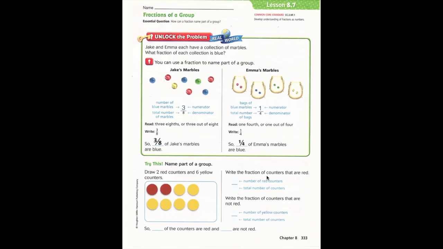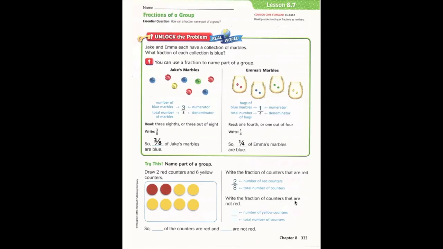Write the fraction of counters that are red. Okay, so this is the question. All right, so let's look. How many do we have that are red? We have 2. How many total counters do we have? 1, 2, 3, 4, 5, 6, 7, 8. So we're going to put 8 where? In the denominator. So our fraction of red counters is 2/8.